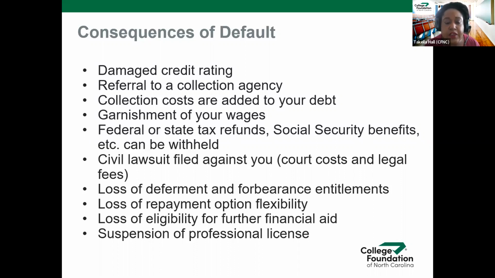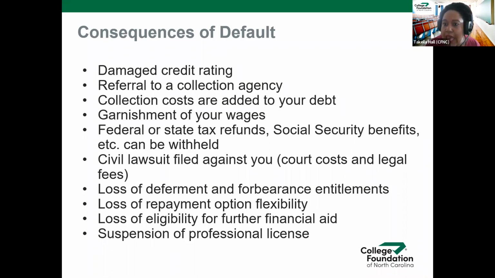Your wages could be garnished, or federal or state tax refunds and your Social Security benefits can be withheld. There could be a civil lawsuit filed against you. That means that court costs and legal fees are going to be included in that.